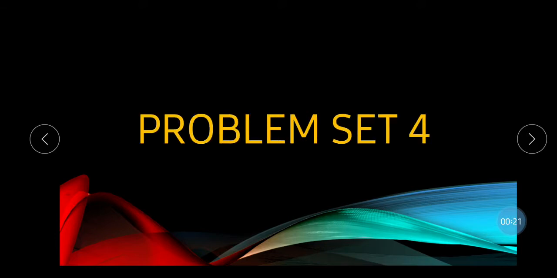This is just the revision of all the exercises, whatever we have learnt in this chapter. Let us start with problem set 4. It comprises the practice set 4.1 to 4.5 sums. Let's start.